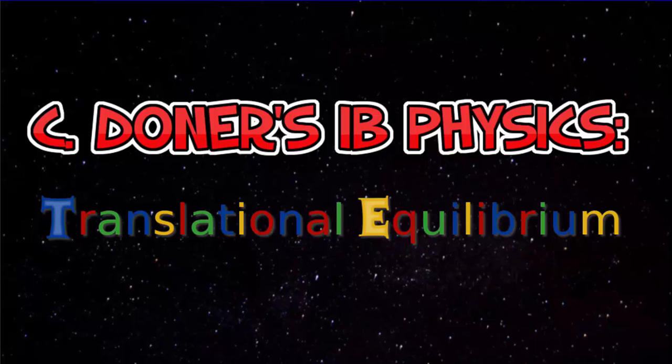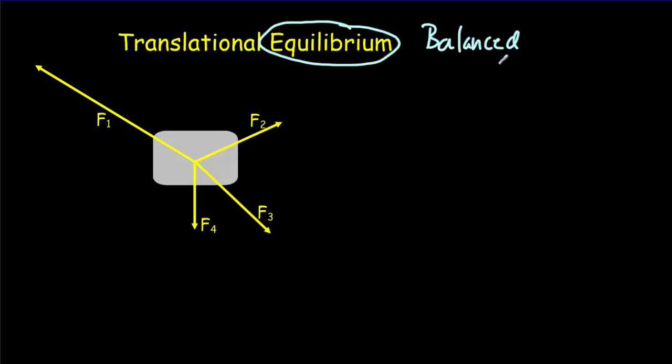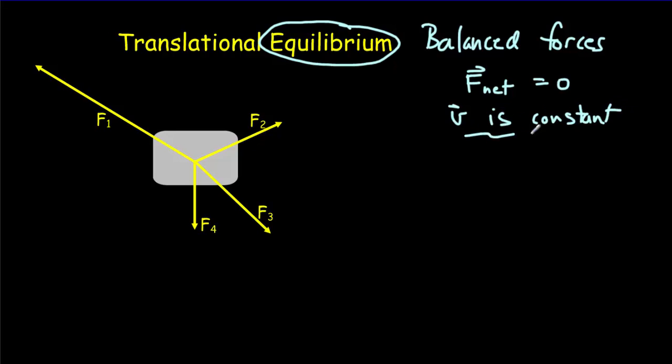Let's take a look at translational equilibrium. Translational equilibrium sounds kind of complicated, but the equilibrium part simply means balanced forces, as in Newton's first law. That is, we're saying that the net force must be zero. And if we have a net force of zero, then the velocity has to be constant. And that velocity being constant, that's our translational part.